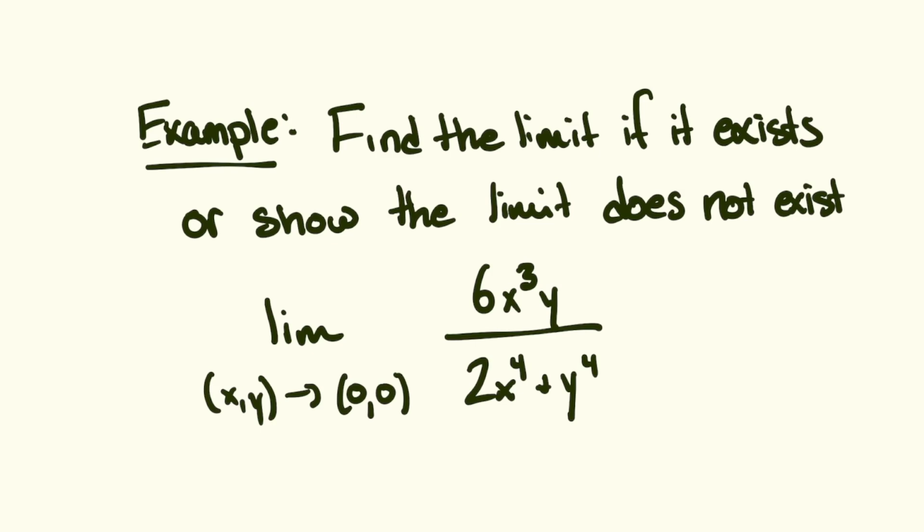We're going to tackle a limit today that has two variables in it, an x and a y. We're going to try and figure out if this limit exists, and if it doesn't exist, we're going to show why. So let's get into it. First thing that we're going to do is write out our function.